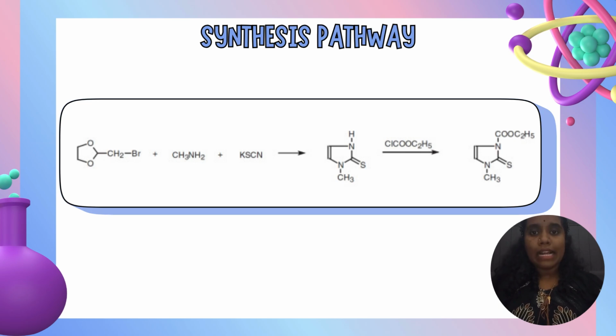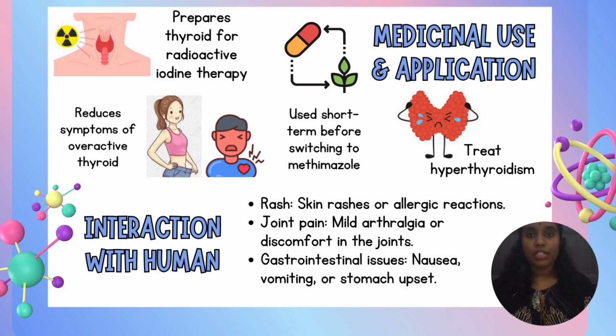Firstly, the thiocyanate ion will attack the 2-iodobenzyl bromide, forming a thiocyanate derivative. This intermediate undergoes cyclization to form a thiourea ring. Finally, the esterification with ethyl groups improves the drug's solubility and stability, and eventually it will form carbimazole. Now I'll explain the medicinal uses and application of carbimazole.